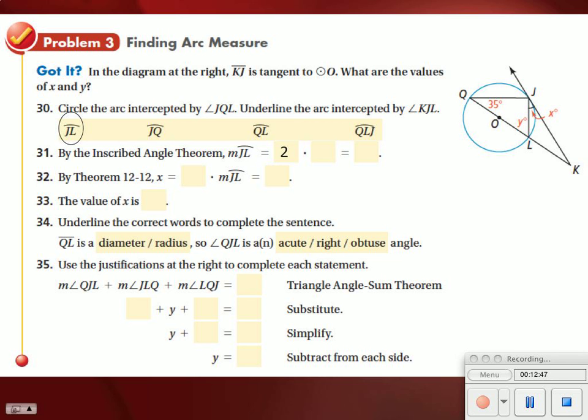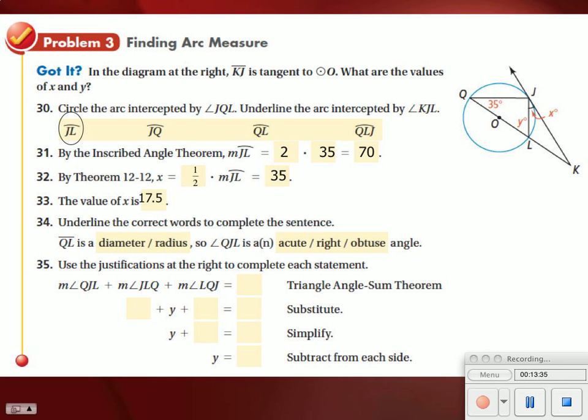By the inscribed angle theorem, the measure of JL equals twice 35, because here's my measure, 35, and so it equals 70. By theorem 12-12, X equals 1/2. We're looking for this distance right here. So this is an angle, here's a chord, here's a tangent. It's 1/2 the measure of JL, which is 35. So the value is 17.5.